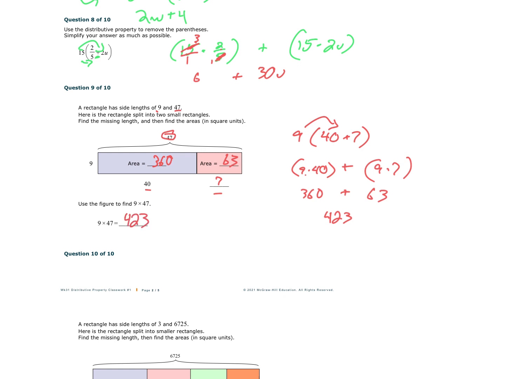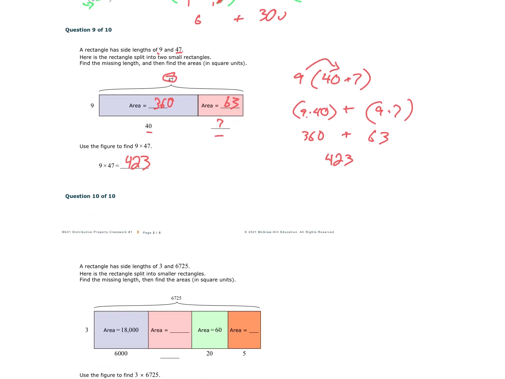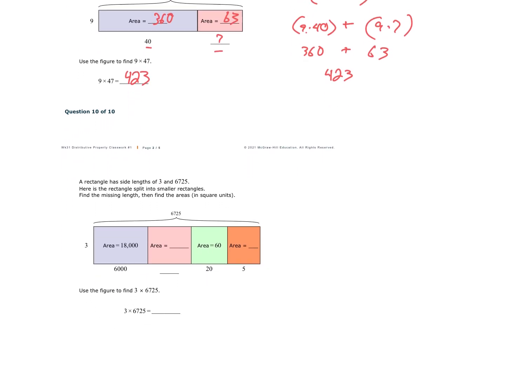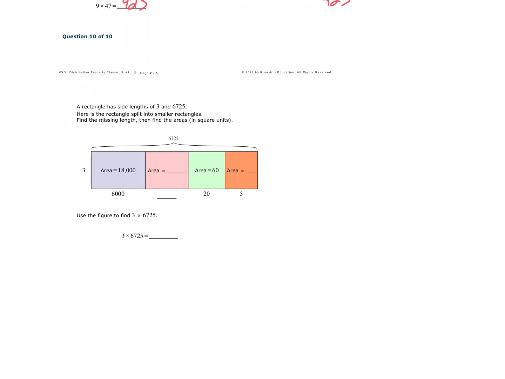All right. Question 10 is similar, but just bigger. Okay, so first we're going to expand out 6,725 to 6,000 plus 700 plus 20 plus 5. And I do want to write this over here using the distributive property just to have this practice. 3 times (6,000 plus 700 plus 20 plus 5).